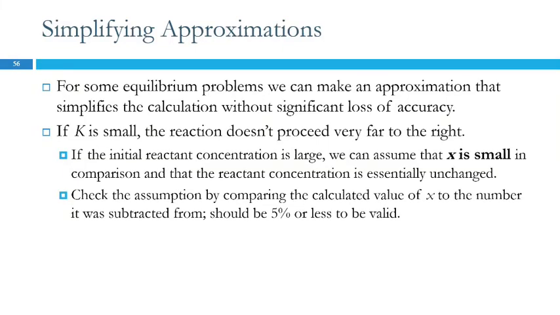For some problems, we can make an approximation that makes the calculation much, much easier and doesn't affect the answer much at all. So, if the equilibrium constant K is small, that means the reaction does not proceed very far towards the products, which means that X, the amount of change, is going to be a small number. If the initial reactant concentration is relatively large, we can assume that X is so small that it doesn't really matter, and the reactant concentration is essentially unchanged.